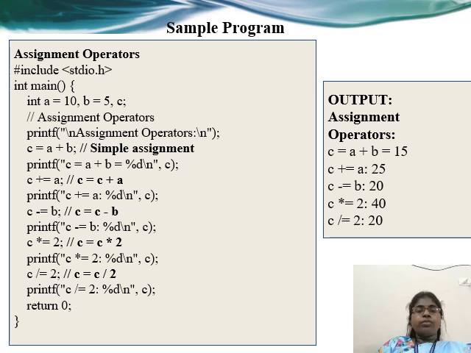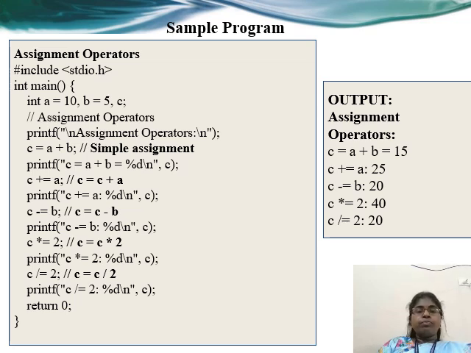Then we go to addition assignment. C plus assign value the A. So C equal to C plus A. Then we go to the printf statement. Printf statement open bracket C plus A is the statement of the addition operation.